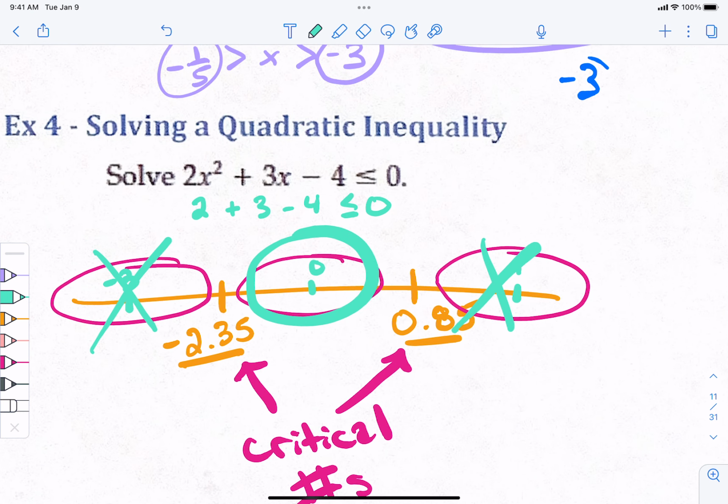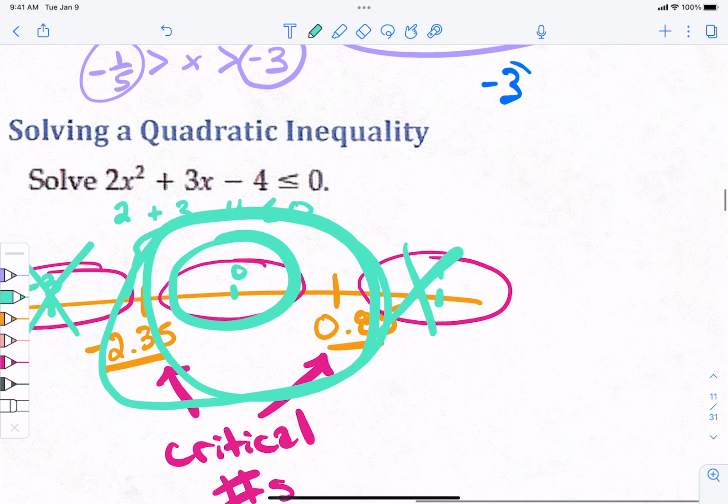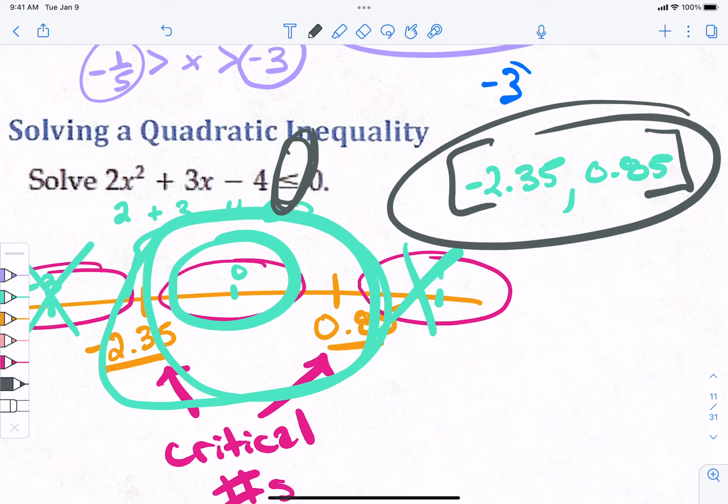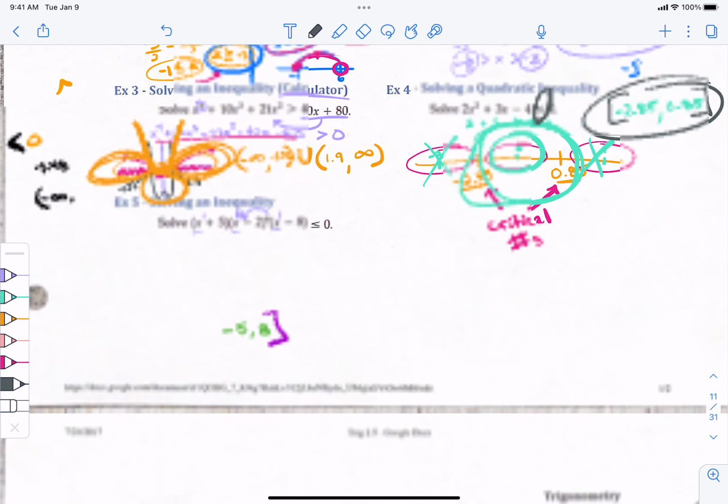So I want to represent this chunk right here. How do I represent that middle chunk? My leftmost point is negative 2.35. My rightmost point is 0.85. And do I do brackets or parens? Brackets. It's greater than or equal to, so I'm going to do brackets. This is the region where it will be less than 0. Do you see how this works? If it is an exponent that is higher than just x, you have to do this process. All right, let's do this one here.